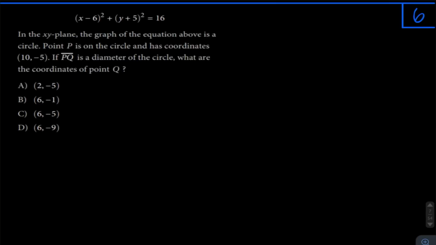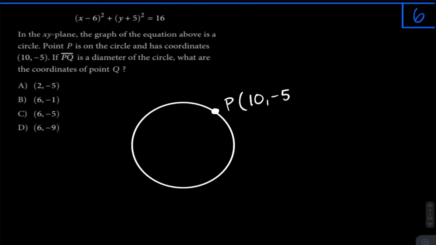Okay, so for this problem, we're given a circle, okay? And we know that point P is just somewhere on the circle. Let's say it's up here, okay? And its coordinates are (10, -5). All right, cool. Now we want to find point Q. We know that it makes a diameter with PQ, when it's connecting to Q. So Q would be on the opposite side of the circle, if this is going to be a diameter. And it would be passing through the center of the circle, right?